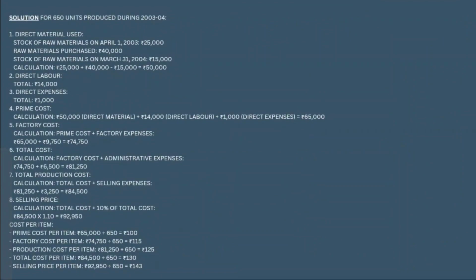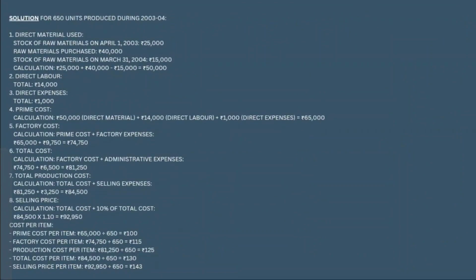Let's calculate the cost step by step. Direct material used. Material used equals opening stock plus purchases minus closing stock. Opening stock is 25,000 from the given information, and purchases is 40,000 minus 15,000. Total direct material used value is 50,000. Prime cost. Prime cost equals direct material plus direct labor plus direct expense. That is 50,000 plus 14,000 plus 1,000. That is equal to 65,000.